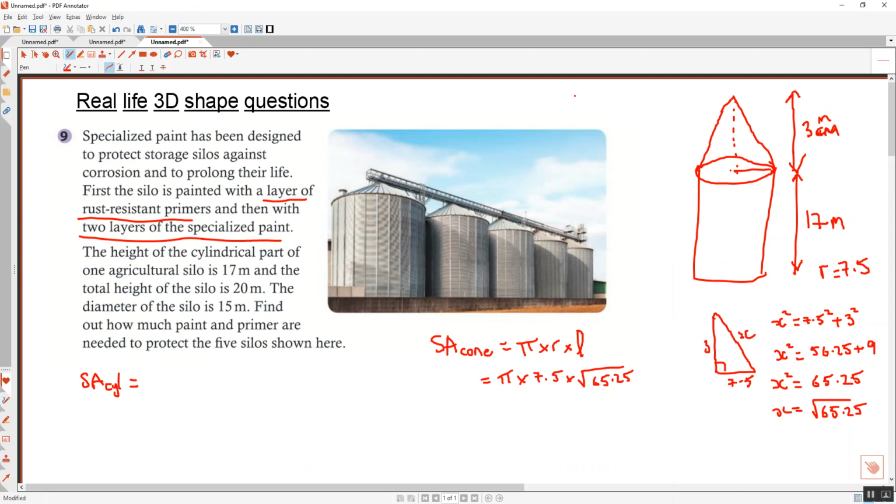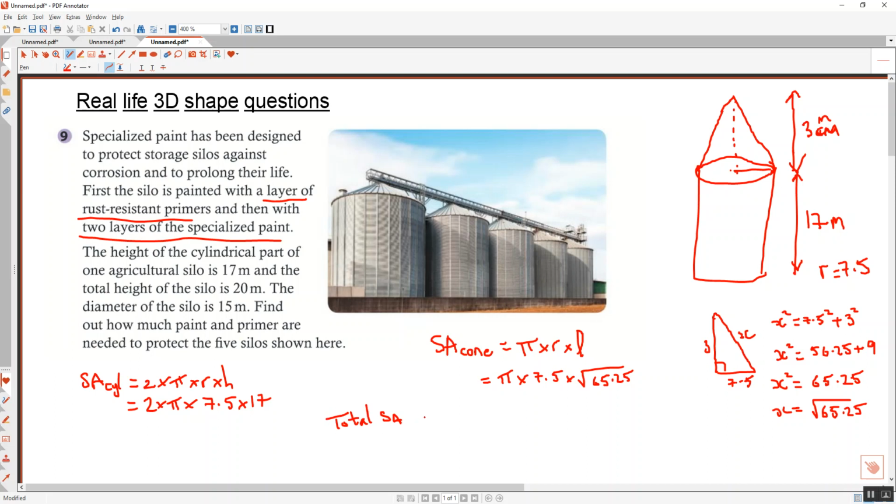2 times pi times the radius times the height. So 2 times pi. The radius again is? 7.5. Height is? 17. Do I need the top or bottom part? No. Good. So this is all the information I need. So the total surface area.